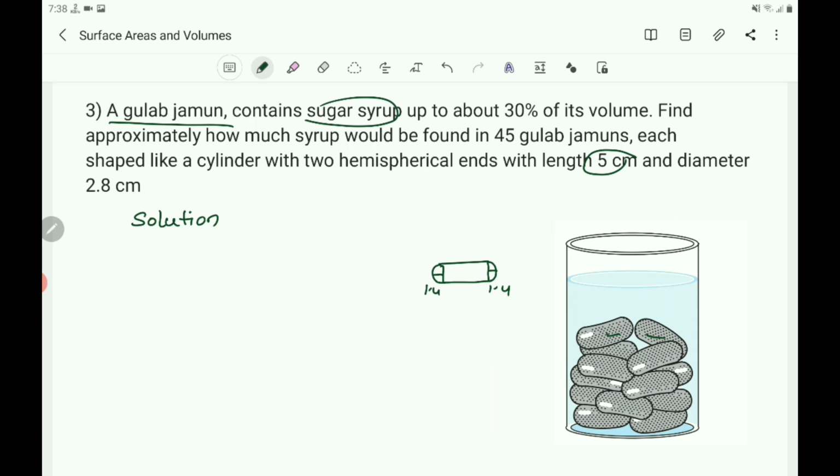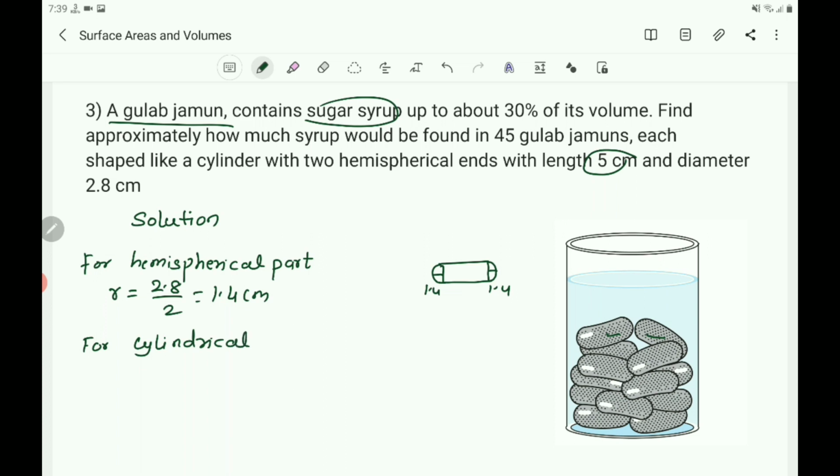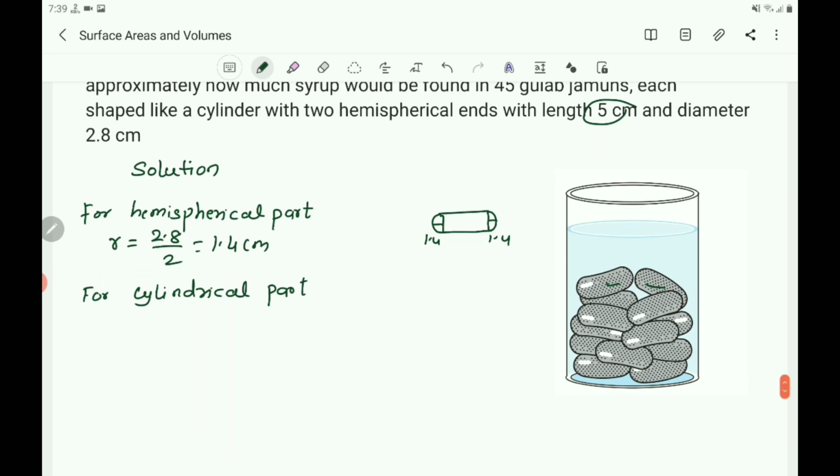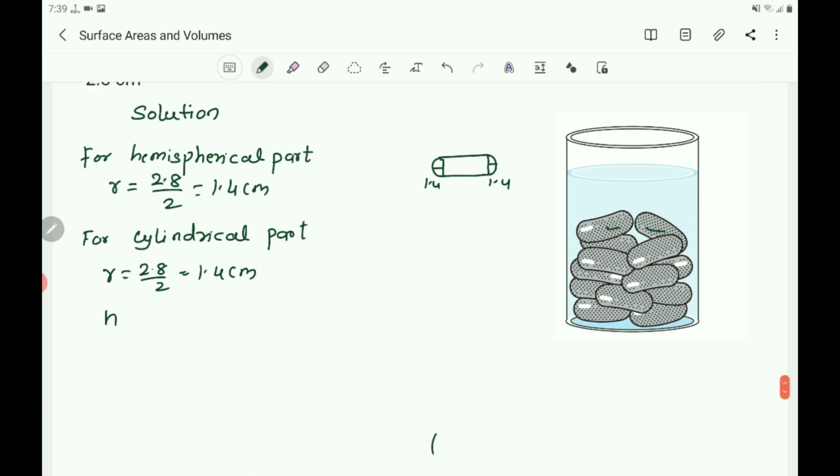So you write here for hemispherical part, r equals how much? 2.8 by 2, that equals 1.4 centimeter. And also for the cylindrical part, again the radius is same, that is 2.8 by 2 equals 1.4 centimeter, and h is nothing but the length of the cylindrical portion, that equals 5 minus 2.8, that equals 2.2.